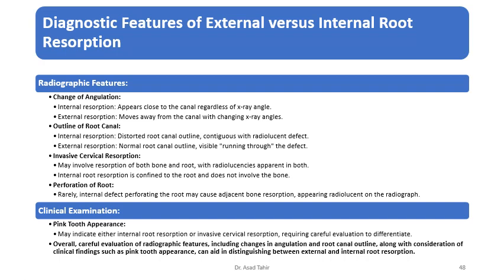Outline of canal. Internal resorption: distorted root canal outline, contiguous with the radiolucent defect. External resorption: normal root canal outline, visible running through the defect.